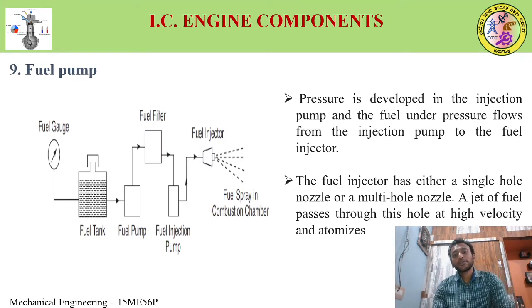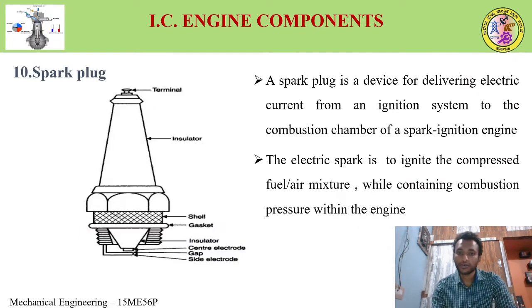Pressure is developed in the injection pump and the fuel under high pressure flows from the injection pump to the fuel injector. The pump, obviously, raises the pressure here, so we push it to the fuel injector. The fuel injector has either a single hole nozzle or a multi-hole nozzle. A jet of fuel passes through this hole at high velocity and is atomized. We know that. So using the nozzle, we generate atomized fuel.